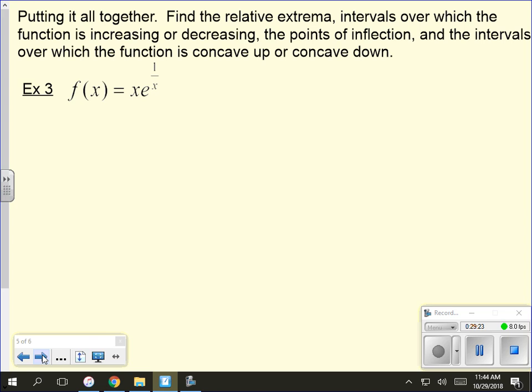Same questions as before. Find the relative extrema, intervals where it's increasing, decreasing, points of inflection, intervals where it's concave up, concave down. 1 over x times e to the 1 over x. When you have exponentials, they are never equal to 0, but they might be undefined. Hint, hint, hint, hint. Factoring will help you find your zeros.